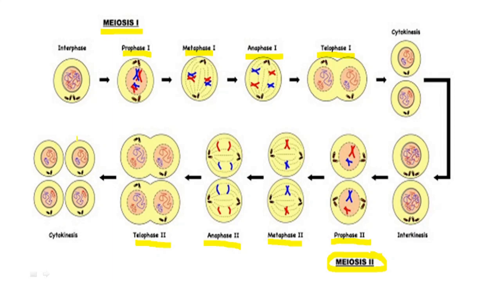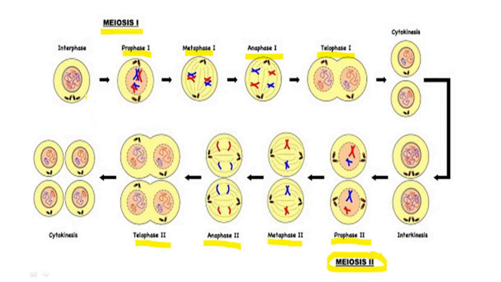These 4 daughter cells which are formed, each of them will be having half the number of chromosomes of the original parent cell. So this type of division is also known as reduction division.